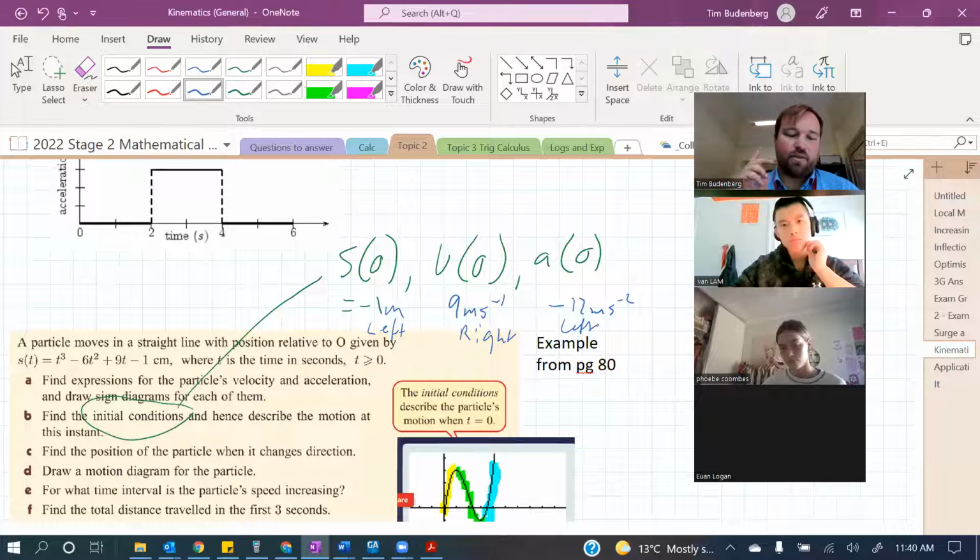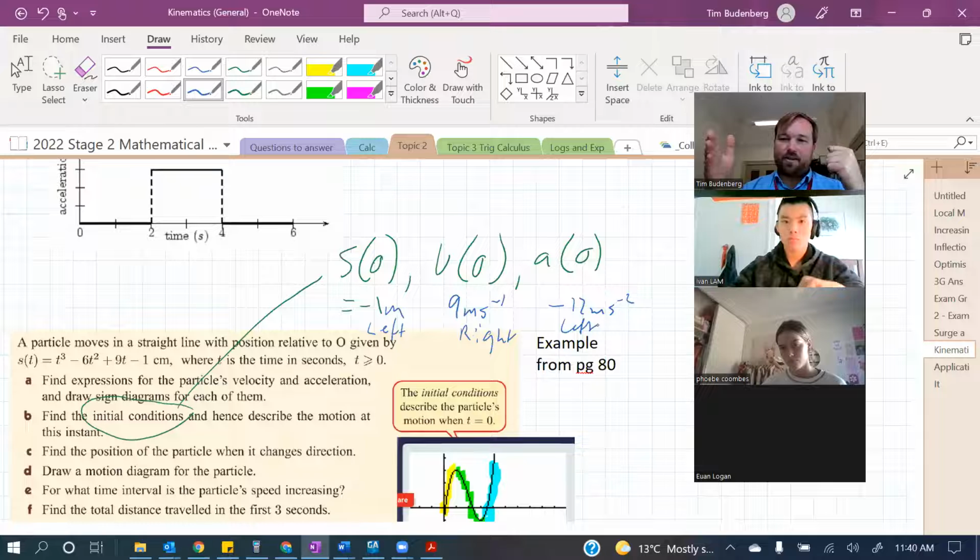So it starts off to the left of the origin. Wait, it's reversed for you guys, isn't it? To the left of the origin, moving this way, but the acceleration is slowing it down.